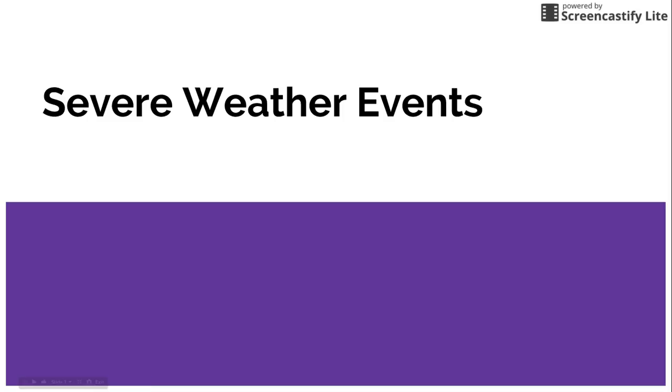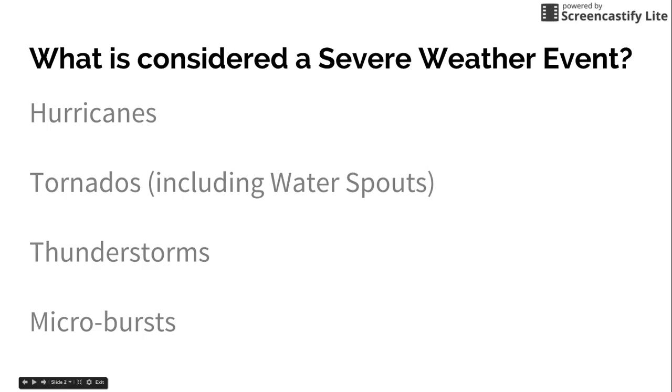Hey, 8th grade. So today in science, we're going to start talking about severe weather events. Yesterday we talked about reading a weather map, and today we're going to talk about those severe events. So what is considered a severe weather event? Some of the big ones that we hear about the most are hurricanes, tornadoes, including waterspouts, thunderstorms, and microbursts.